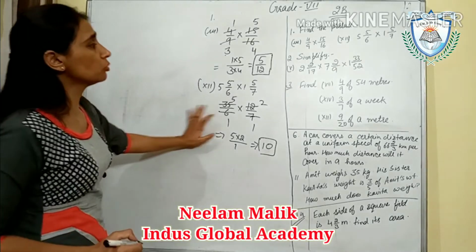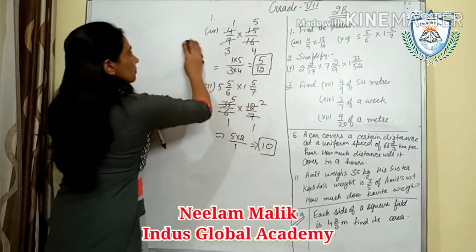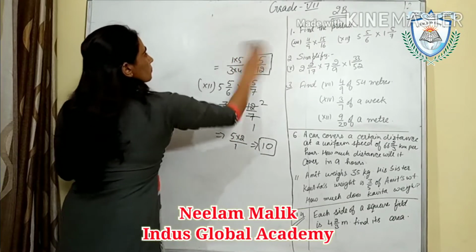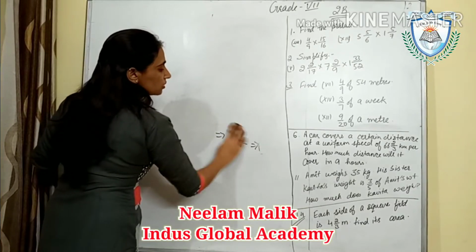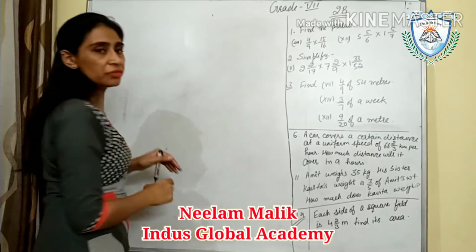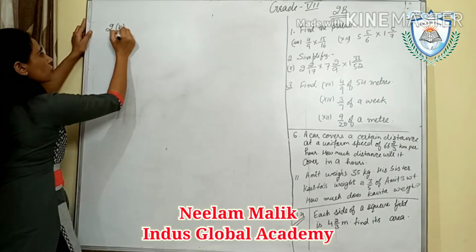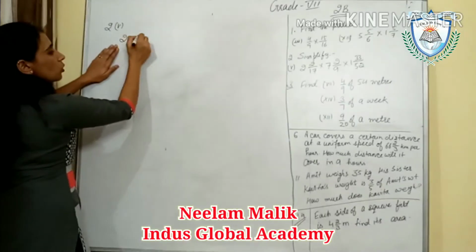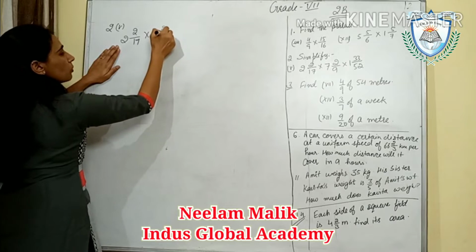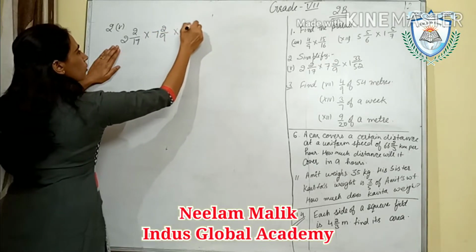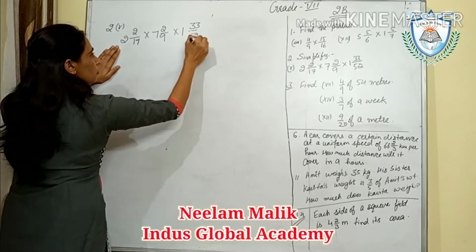Now question number 2. We have to simplify this. In the simplification, there are 3 numbers given and they are in mixed fractions. First we will convert them. This is the 5th part. The statement is 2 whole 2 upon 70 into 7 whole 2 upon 9 into 1 whole 33 upon 52. This is given to us.